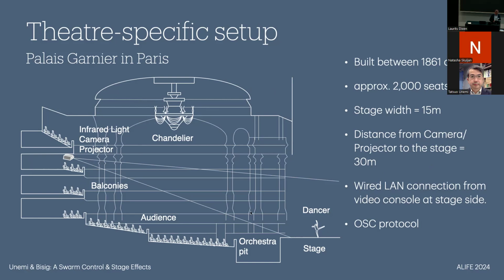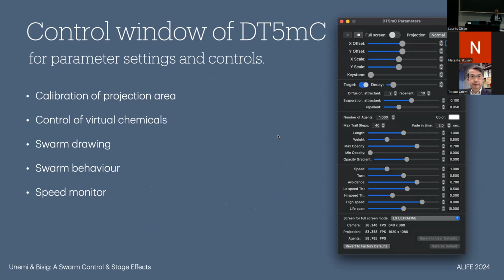In 2008, it was performed in the Lucent Dance Theater in The Hague. It's a modern style, with a ceiling bridge, so it's a little bit different condition. We need to adapt to such scale and distance. One of the problems is that we need to adjust many parameters, as you can imagine. Of course, some parameters are for the calculation of the projection area, or control of the virtual chemicals, the swarm drawing parameters, and the behavior also. At the bottom here are the speed monitors.